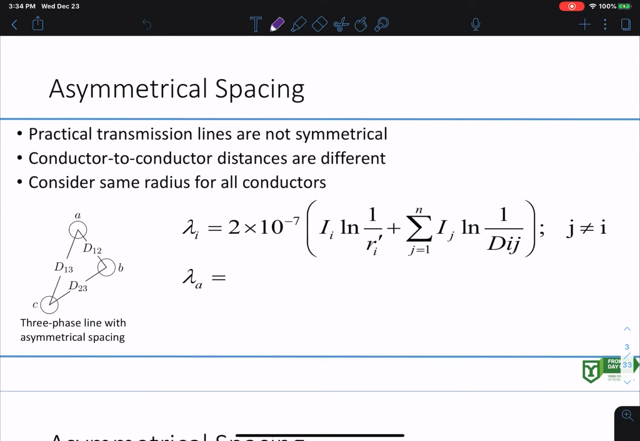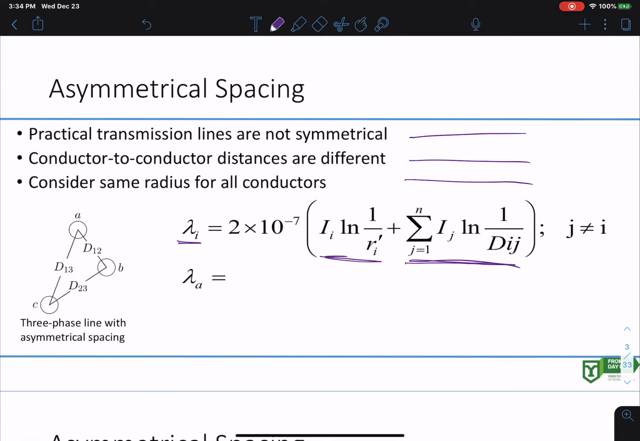So this is the asymmetrical line here. The line distance from each other is not the same anymore. It was D before for all of them, but now we have D12, D13, D23. So this is the general equation for total flux linkage for any amount of line going next to each other. That means the total flux linkage to any of the lines includes the self linkage plus all other linkage coming from other lines, as we discussed before.